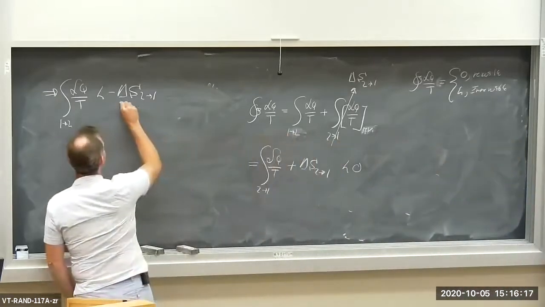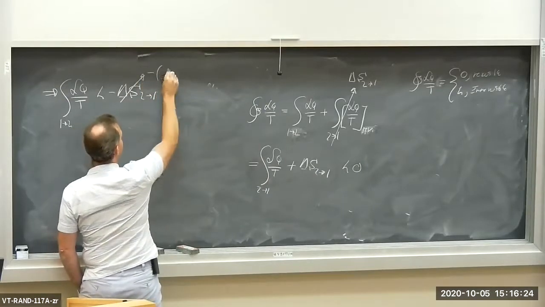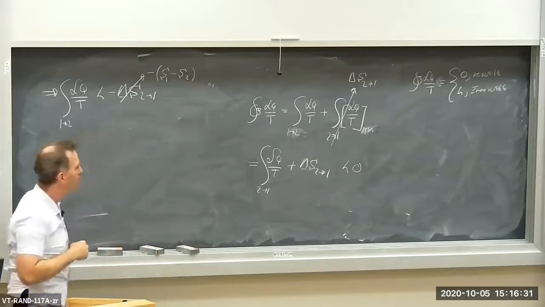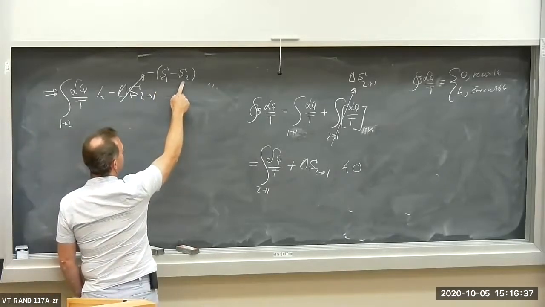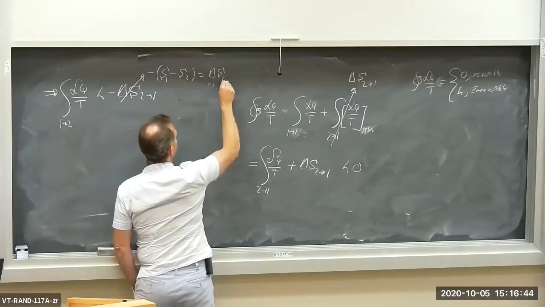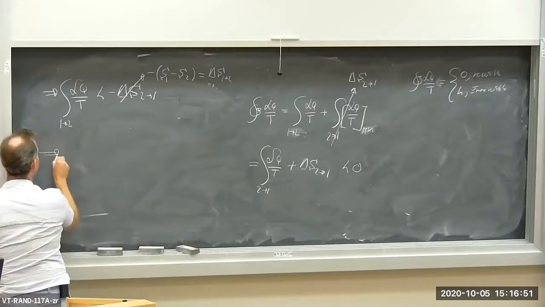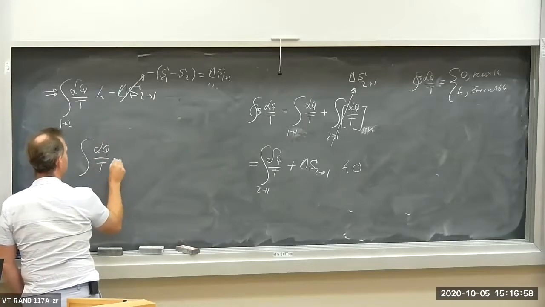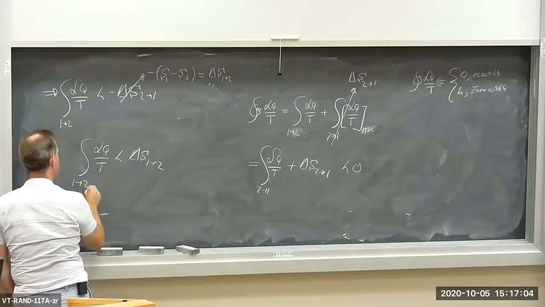Now, negative delta S from 2 to 1 is negative (S1 minus S2). That's what delta S 2 to 1 means. If I distribute the negative sign, I get S2 minus S1, which is equal to delta S 1 to 2. So this quantity here is actually equal to delta S 1 to 2.